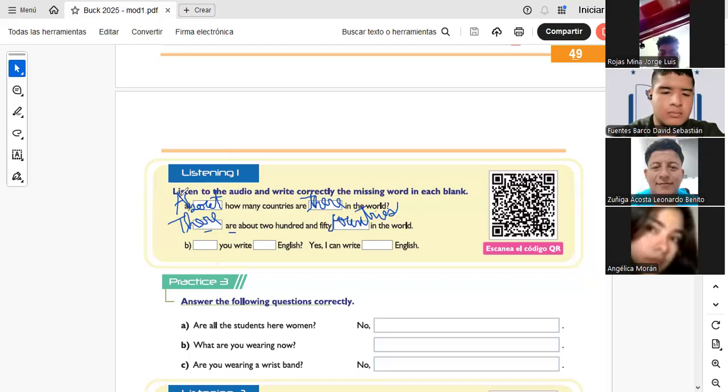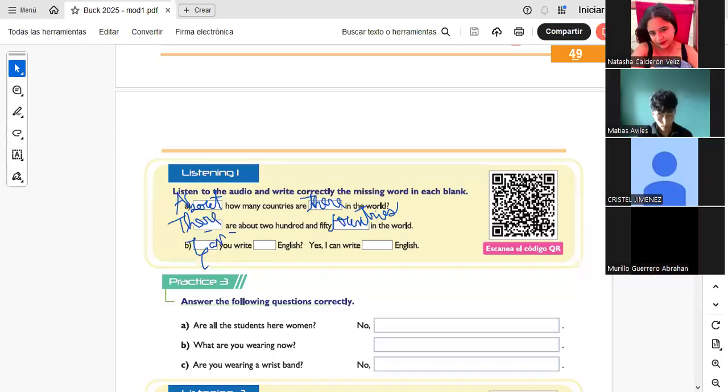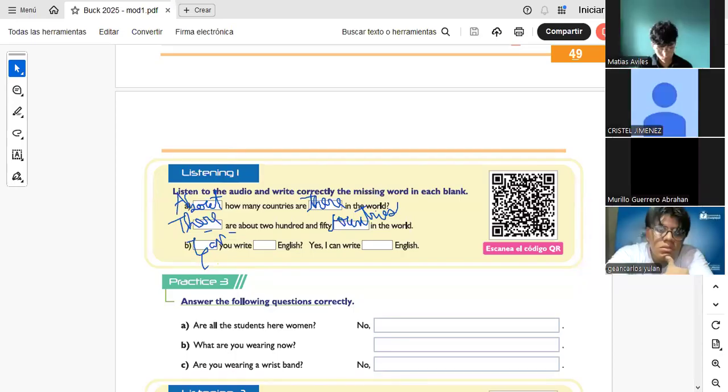What about the next one? Angelica Moran. Can. Angelica, can you write? Exactly. Can you write? That's right, Angelica. Lower your hand so I can see who's next. Matthew Ochoa, can you write? Can you write in English? Say that again. Can you write in English?